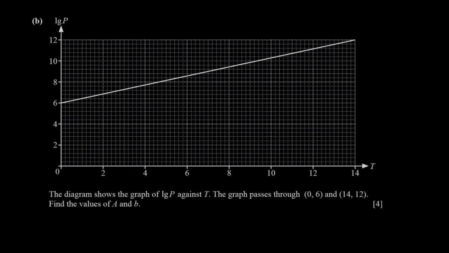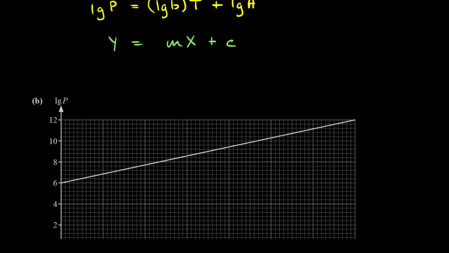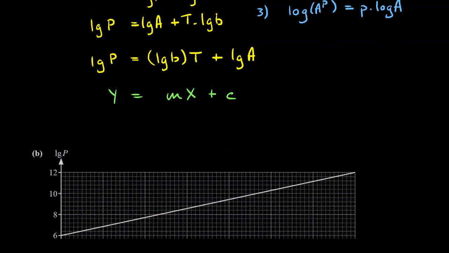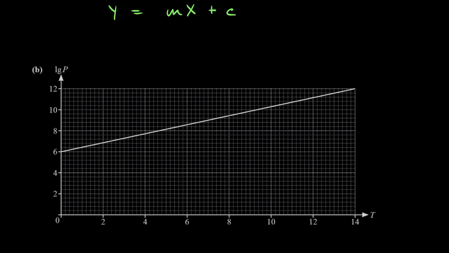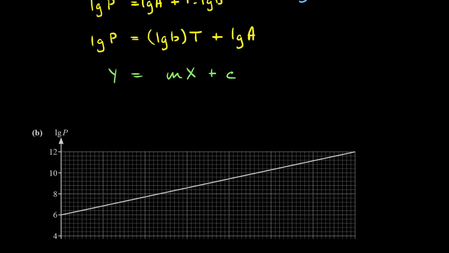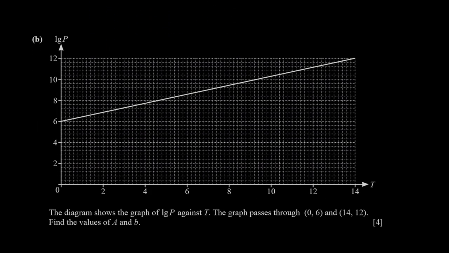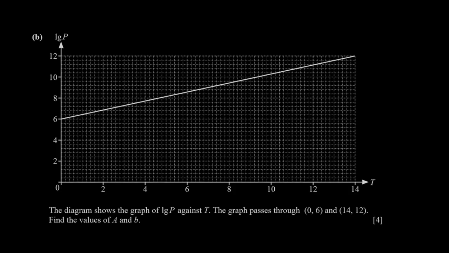The diagram shows that the graph of log p against t passes through the points (0, 6), so that's there, and (14, 12), that's there. We want to find the values of a and b. Well, earlier we got that the y-intercept of this graph is going to be equal to log a. So if we find the y-intercept on the graph, which is this, that will be equal to log a. And then we said that the gradient of this graph would be equal to log b. So if we find the gradient of this graph, we know that it will be equal to log b. So why don't we just do that?